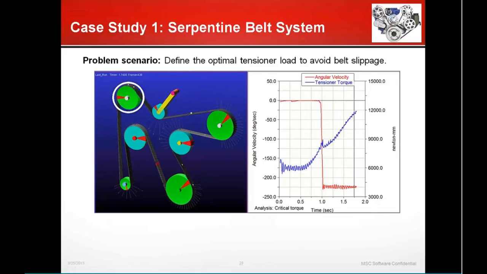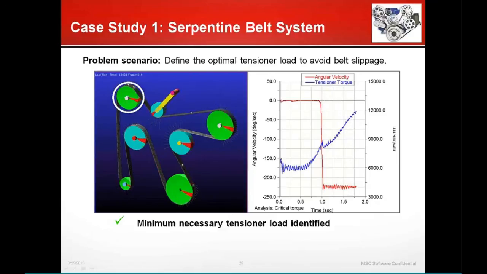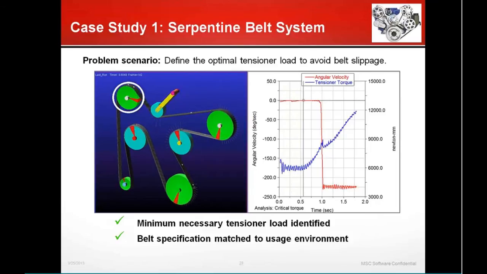With further increase of the tensioner torque, we can see that the angular velocity doesn't change. So everything on the right-hand side of this critical point, from the perspective of the tensioner torque, is excessive torque. So to sum up, from this case study, we can say that the minimum necessary tensioner load is identified. And also we can match the belt specification to the usage environment.